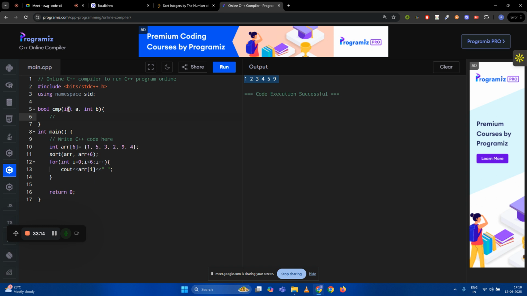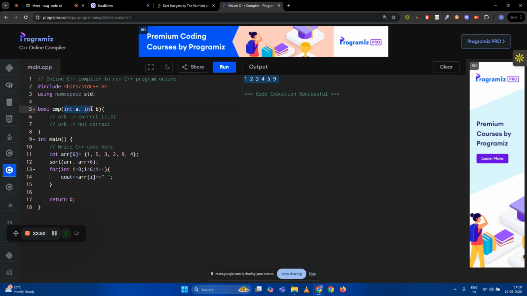I want to sort in descending order. Descending order means that a should be greater than b, right? मतलब बड़ा नंबर पहले आना चाहिए, right? This is the meaning of descending order. It means that if a is greater than b, it is correct. If a is less than b, it is not correct. Did you get my point? Example 7, 3. Descending order में sort करना है. So the bigger number will come first.